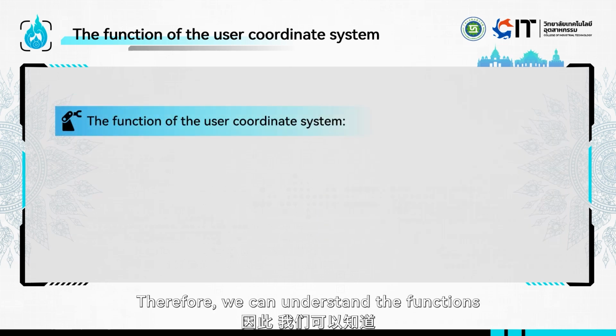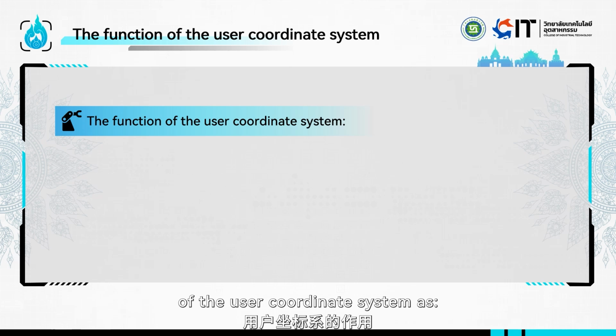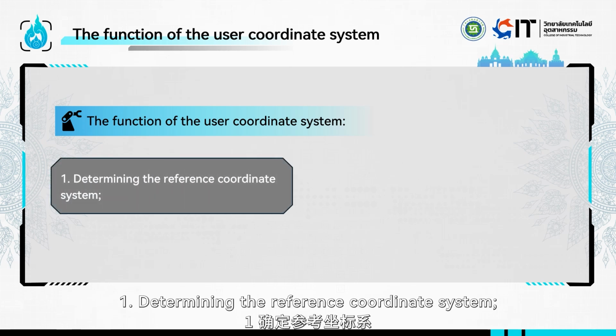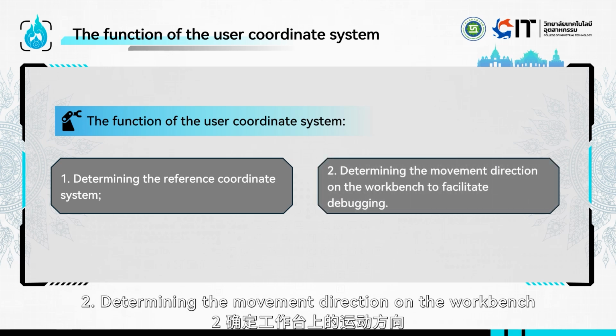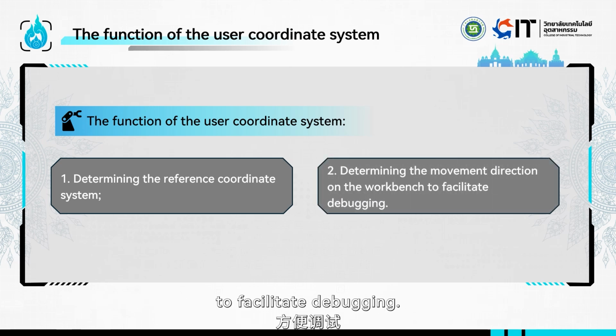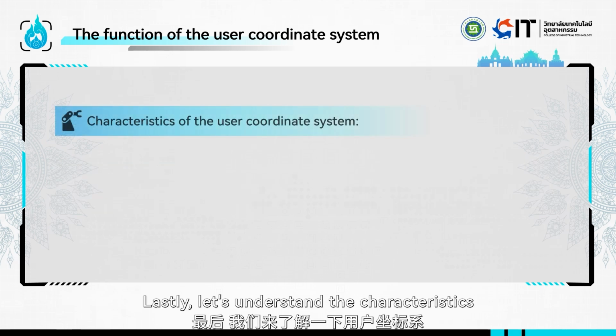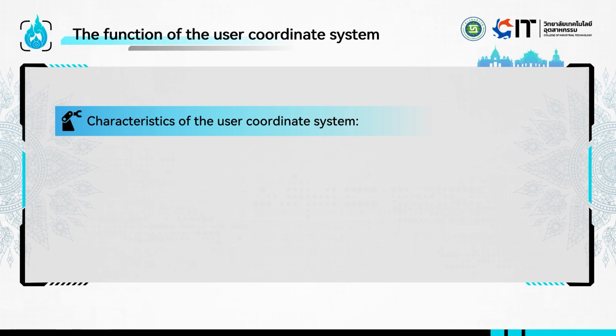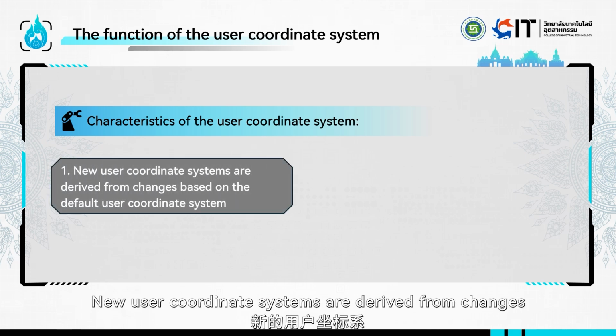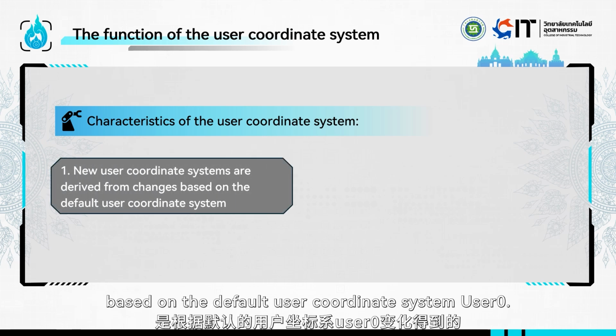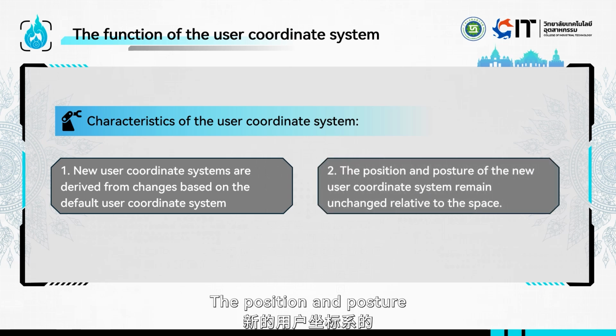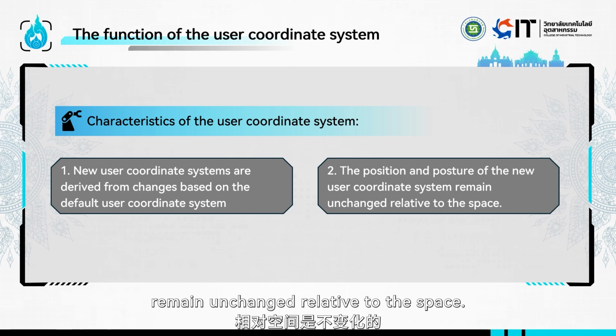Therefore, we can understand the functions of the user coordinate system as 1. Determining the reference coordinate system. 2. Determining the movement direction on the workbench to facilitate debugging. Lastly, let's understand the characteristics of the user coordinate system. New user coordinate systems are derived from changes based on the default user coordinate system user 0. The position and posture of the new user coordinate system remain unchanged relative to the space.